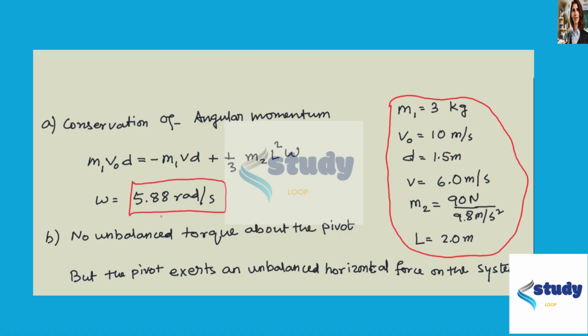So if we put in all the numbers, we see omega is 5.88 radians per second.